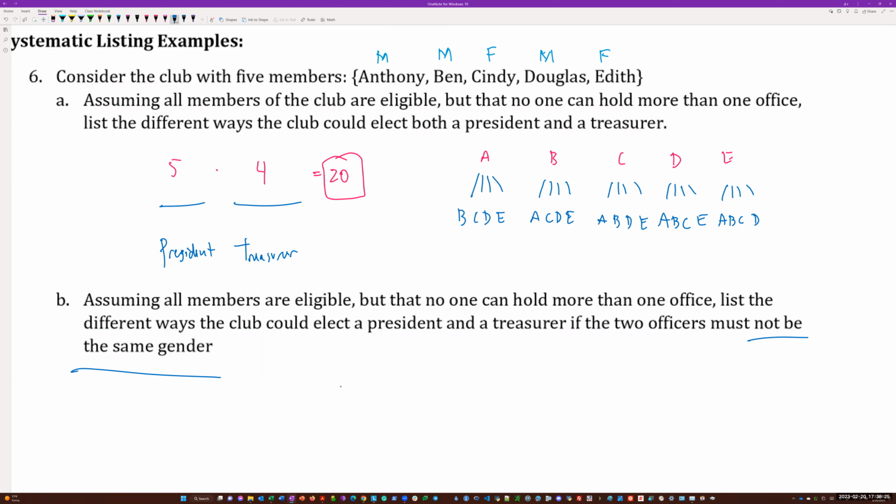But the thing is, let's start by making the men the president and see how many ways we can do it. Then we make the women the president and see how many ways we can do it. But the men aren't going to get paired up with more men, right? So first I need to count the number of ways that men can be president. Does that make sense? Do you guys get it?